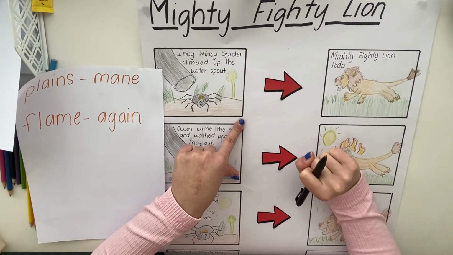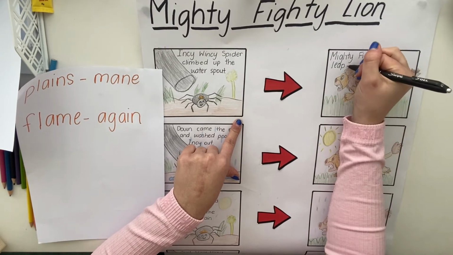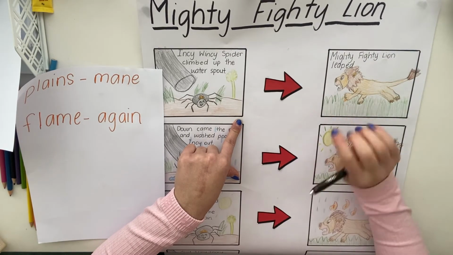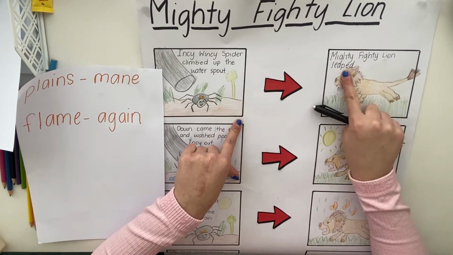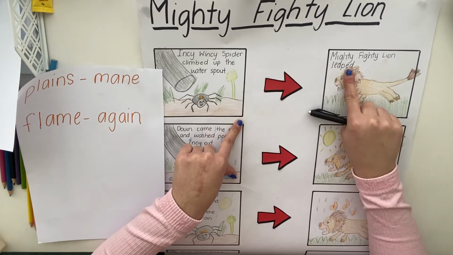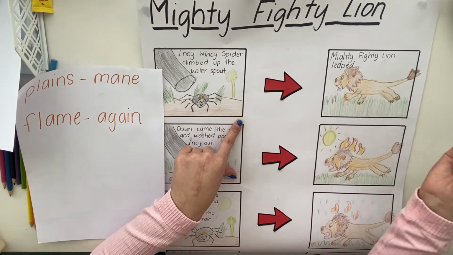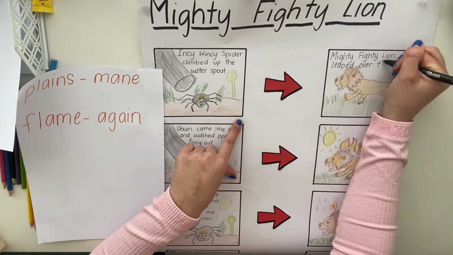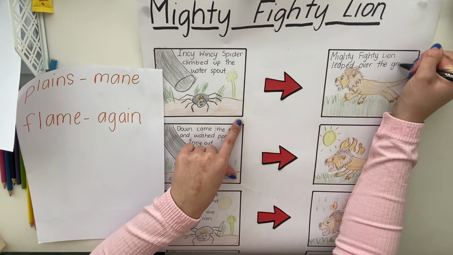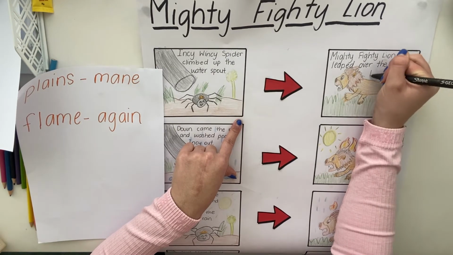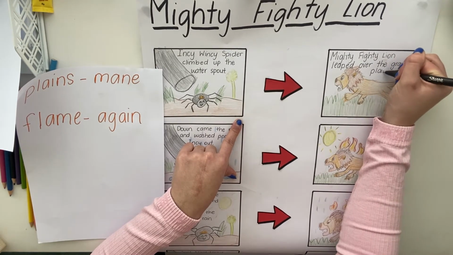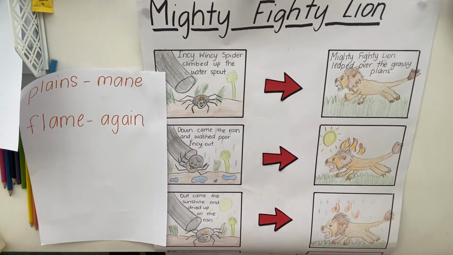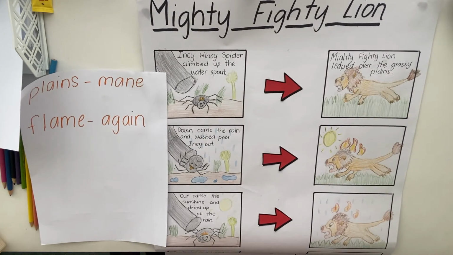And we're going to put an ED because it's already happened. It's past tense. And we know that we put ED when it's past tense. It's not Mighty Fighty Lion leaping. It's leaped. It's already happened. Leaped over the grassy plains. Okay, first box is done. Mighty Fighty Lion leaped over the grassy plains.